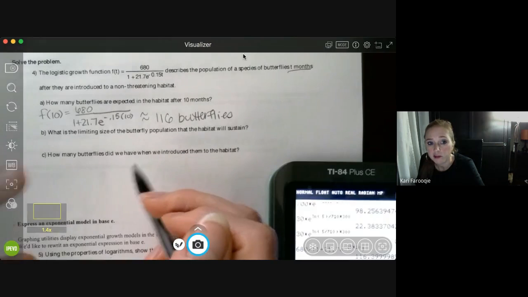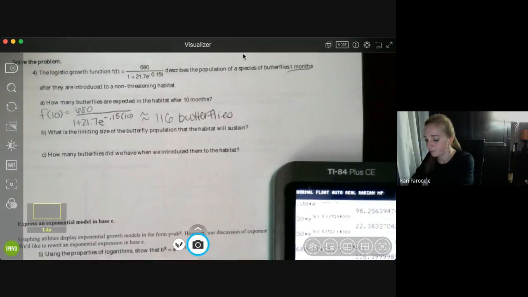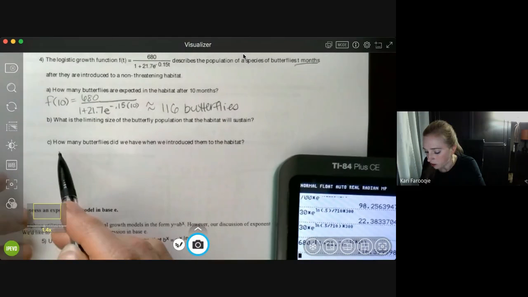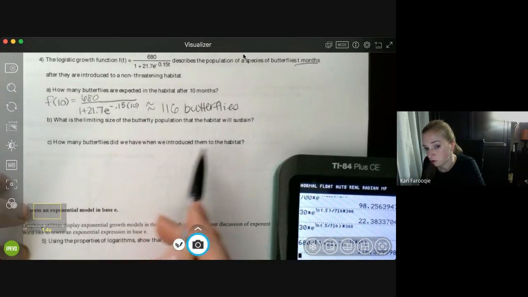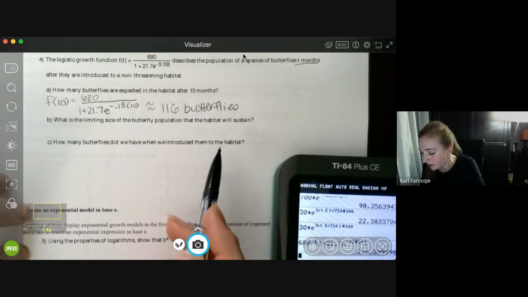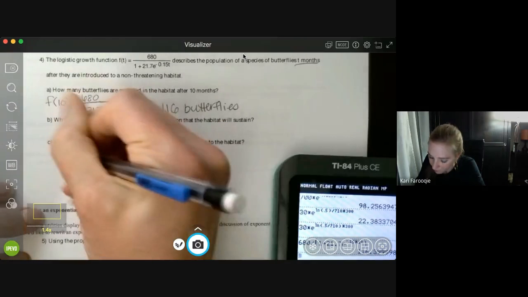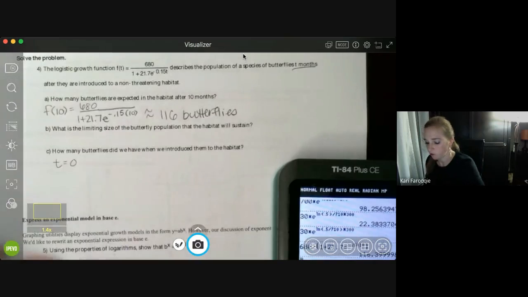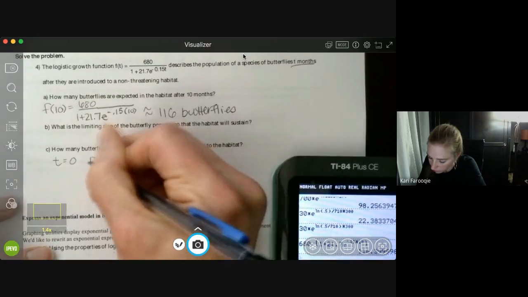Maybe let's start with C and then move to B so that we can get a good idea of what's happening. We'll come back to B. I think C will be helpful here to finding B. C, how many butterflies did we have when we introduced them to the habitat? That would be at time equals 0. Remember that t is the number of months after they're introduced to the non-threatening habitat. When t is 0, that will give you the initial amount.